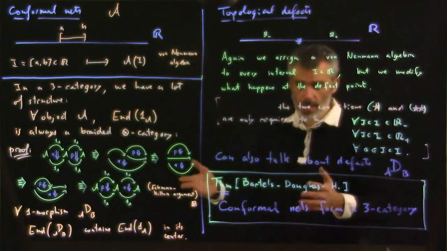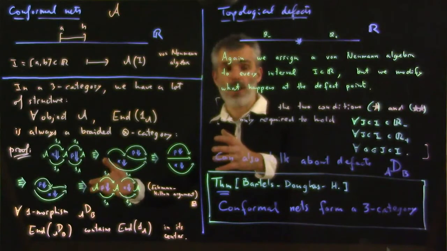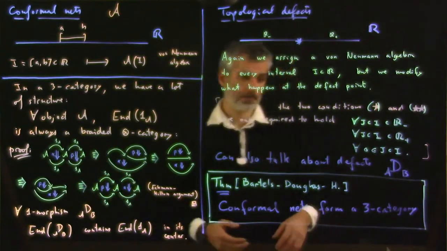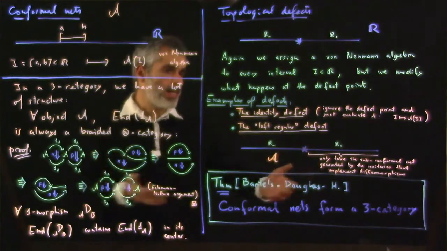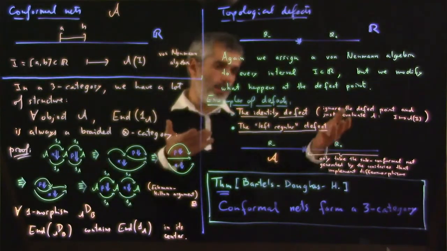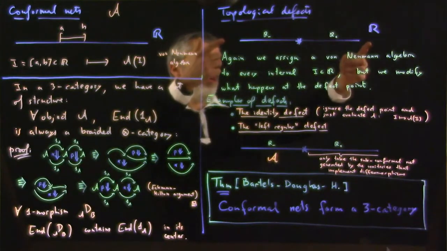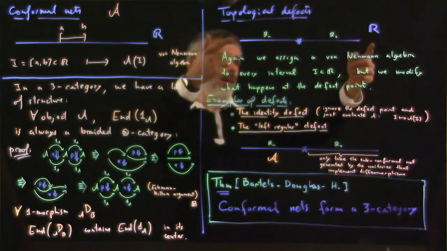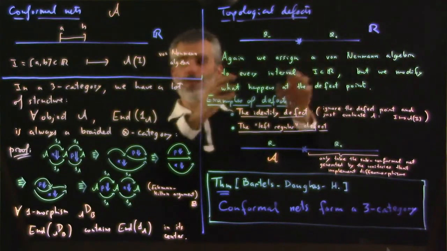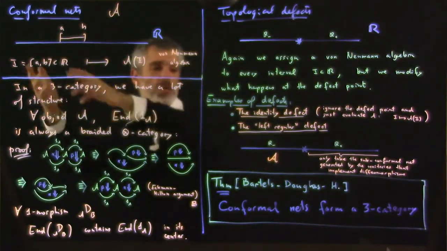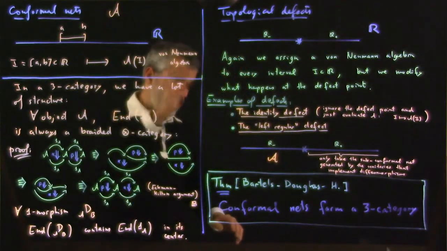So let's look at some examples of defects that are going to be useful for us. One example of a defect that always exists is the identity defect on a given conformal net. And that's just a defect that says take the real line and don't change anything to the assignment of von Neumann algebras to intervals. That's just always there. Not terribly interesting.